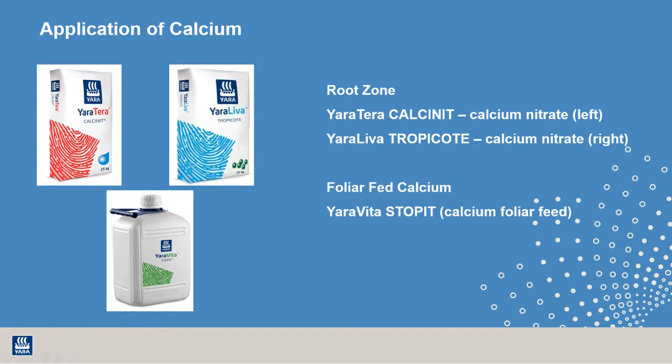Stop It, by contrast, is our foliar-fed calcium. There's been quite a lot of success with Stop It. It's used in cherries and apples for the prevention of bitter pit, while at the same time it's used to increase the skin strength of cherry. And there's been quite a lot of good research done in Stop It's use in viticulture, demonstrating that it can increase the skin strength of grapes.